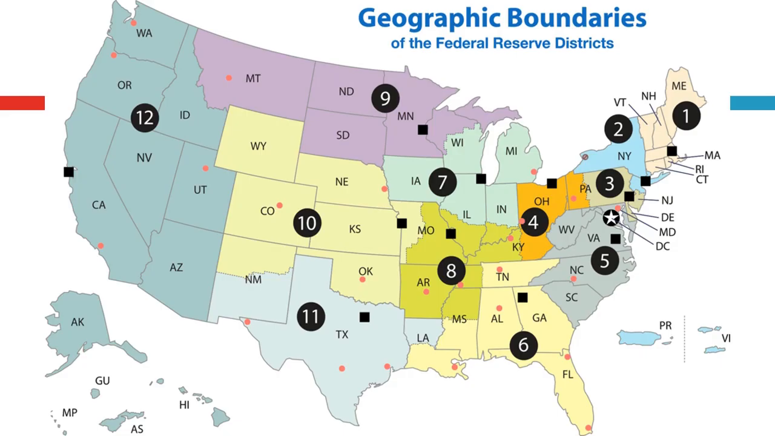And here you can see the geographic boundaries of those 12 Federal Reserve districts, and we here in New England are in District 1.